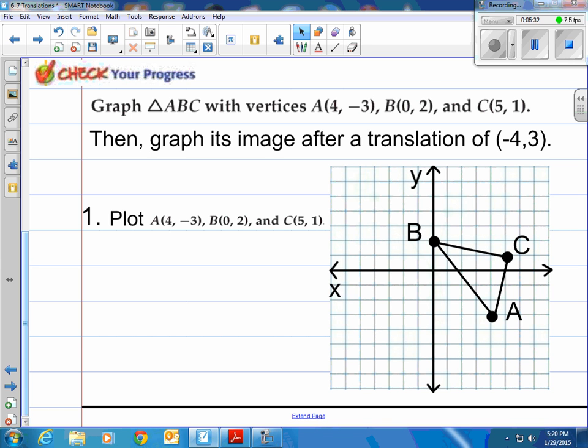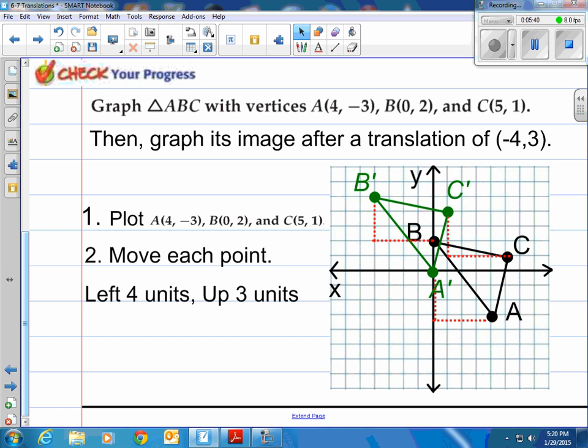Now I have to do a translation of -4, 3. And that -4 means we're going to go 4 units to the left and 3 units up. So this means left and this means up here, because it's a +3. And then you can see there we've actually put the dots at those locations after we've moved 4 to the left and up 3.